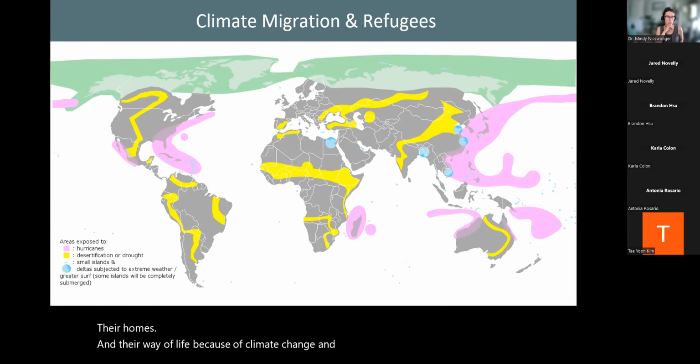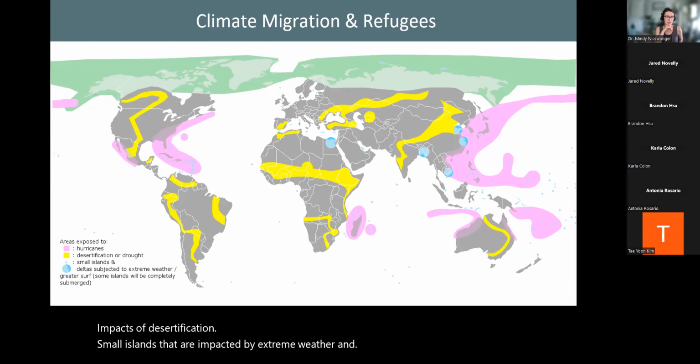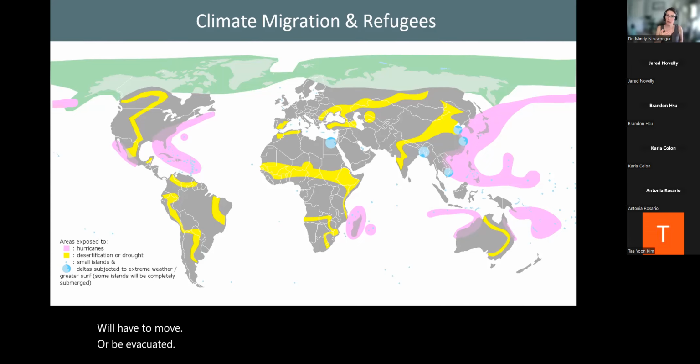And so this map shows places in the world that are impacted by hurricanes or tropical cyclones, impacts of desertification, and small islands that are impacted by extreme weather and rising sea levels. And we can see that every continent is impacted. And not every continent has the same means by which to mitigate or adapt. And so that means many people in our world will have to move or be evacuated. And then it becomes an issue of where do people go?